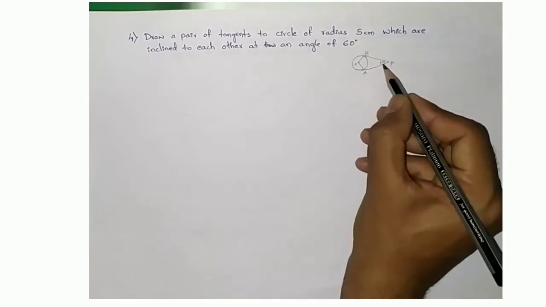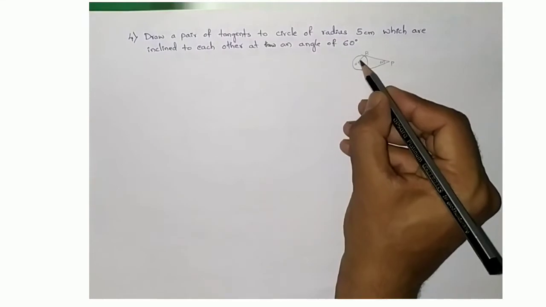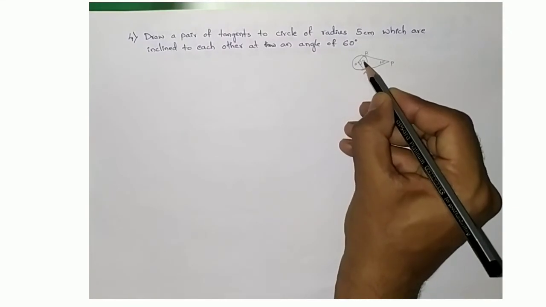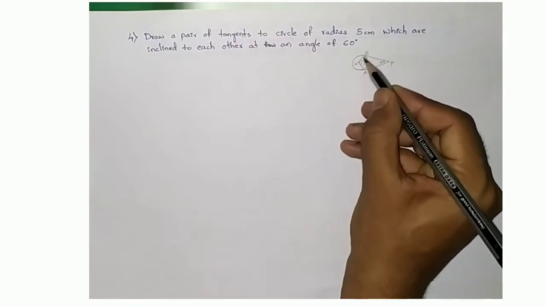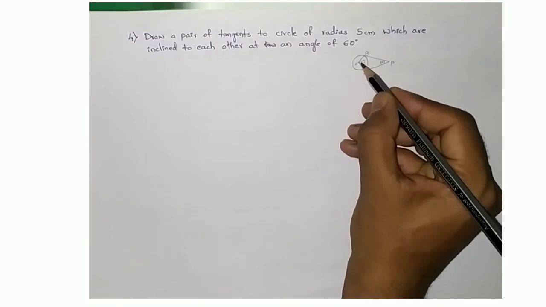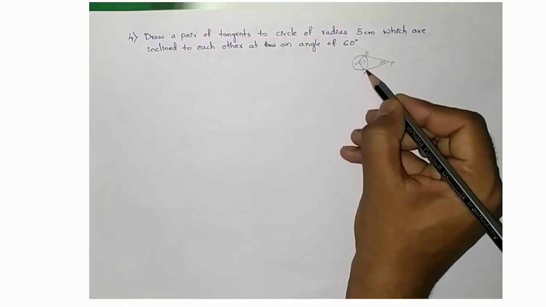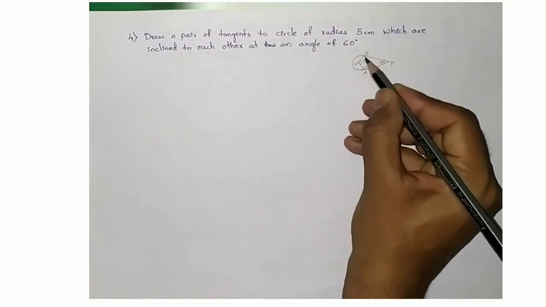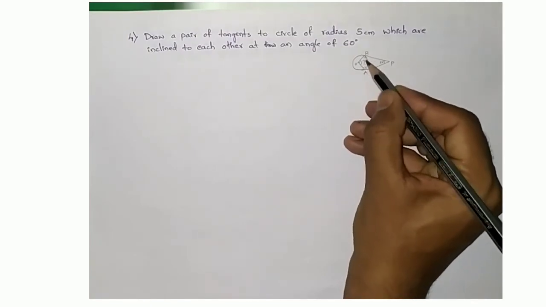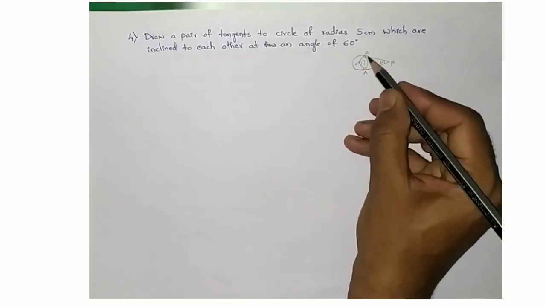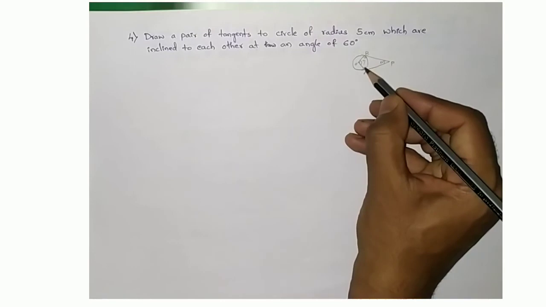So if we make 60 degree tangents like this, first we should know which angle it will be, means the angle the points of contact subtend at the center. So how to get it? See, these two angles will be 90 because at the point of contact the tangents are perpendicular. So if these two are 90 degree, 90 plus 90 is 180. These are supplementary angles.